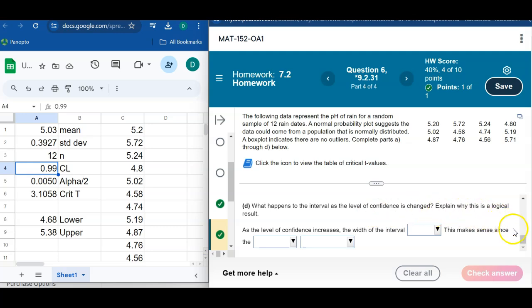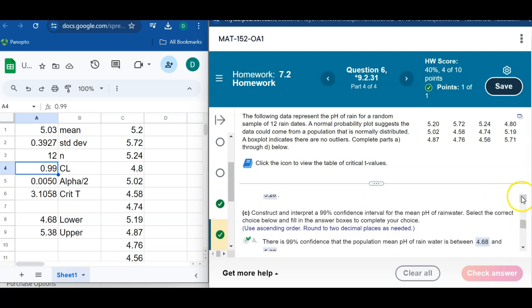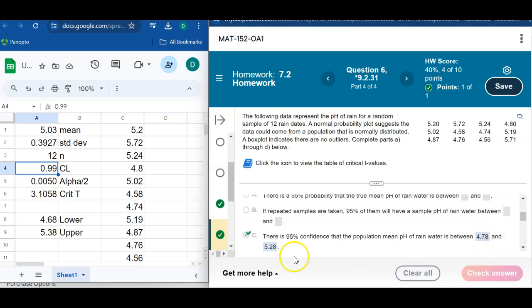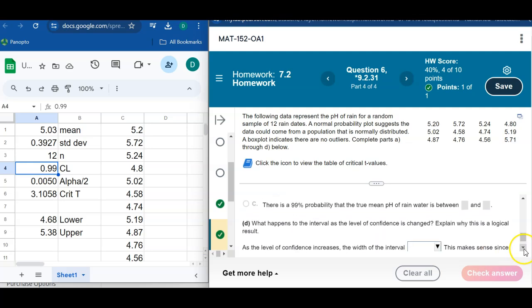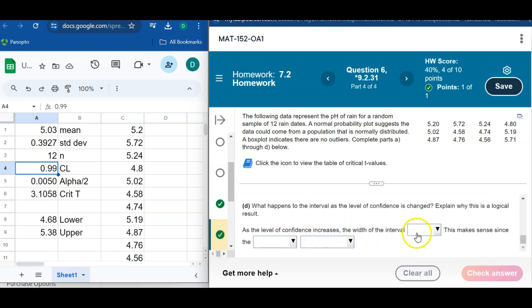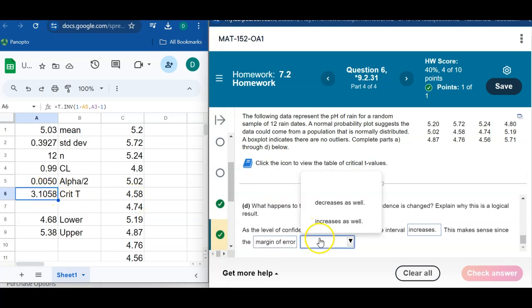All right, what happens when I change it? Look at what happened. I went from 95%, 4.78 and 5.28. Now my lower number is further down and my upper number is further up. So going from 95 to 99, the width of the interval increased. This makes sense because that margin of error, that critical number times the standard deviation divided by the square root of sample size, all got bigger because this critical number gets bigger. So the margin of error also increases when the confidence level increases.